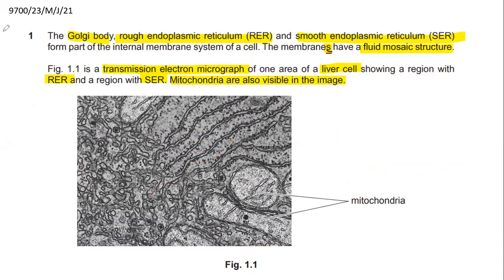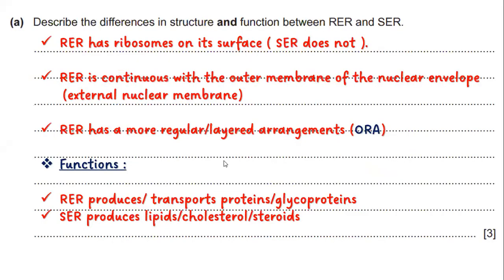Alright. Next is to describe the difference in the structure and function of SER and RER. You know that RER simply processes proteins that need to be formed, and SER forms lipids. It produces lipid synthesis of lipids and steroids like estrogen and testosterone. So, describe the difference in structure and function.